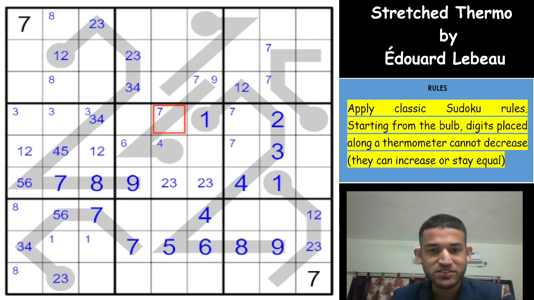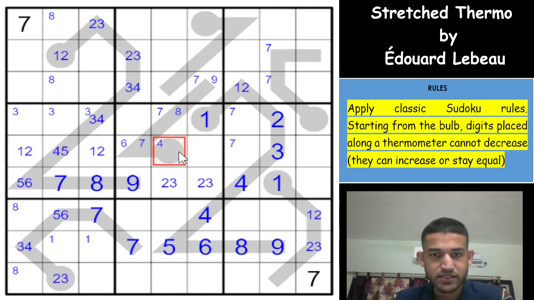So this could still be a 9, right? Because if you go along the thermometer, strictly speaking, digits are not decreasing, right? So you can have a 9 here. However, that is prevented because of this 9. So this cannot be 9. So this would be 8 max, 7 max, and 6 max. But you have a 7 here, which means 7 can be removed. So that leaves us only one choice for this cell. So that's a 6.